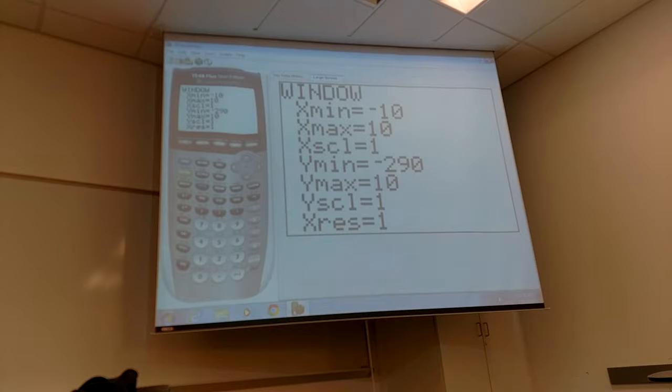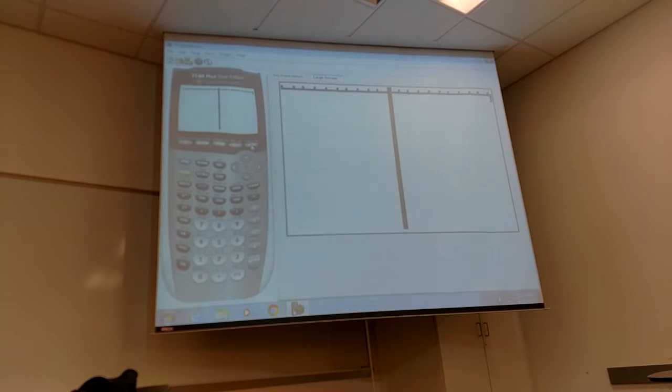Everybody with me? And remember, this is a negative button. Don't use the minus button. They're hardwired differently. You get a little syntax error. Change the y min and then hit graph. Look at that.